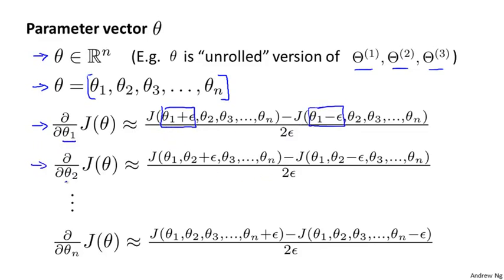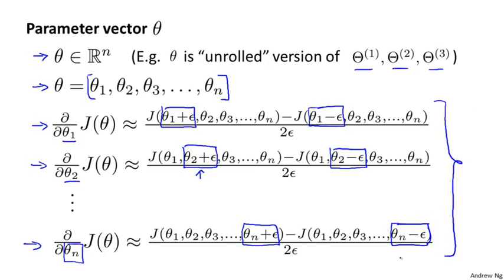The partial derivative with respect to the second parameter, theta 2, is again this thing, except that you take J of, here you're increasing theta 2 by epsilon, and here you're decreasing theta 2 by epsilon, and so on, down to the derivative with respect to theta n, where you increase and decrease theta n by epsilon. So these equations give you a way to numerically approximate the partial derivative of J with respect to any one of your parameters, theta i.